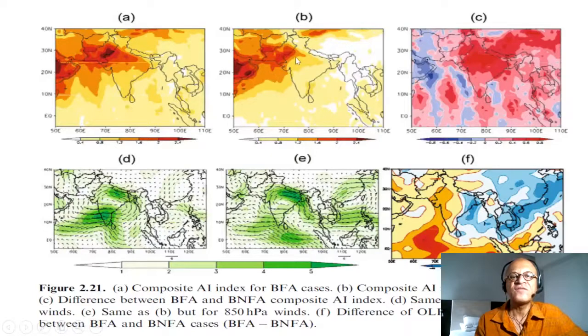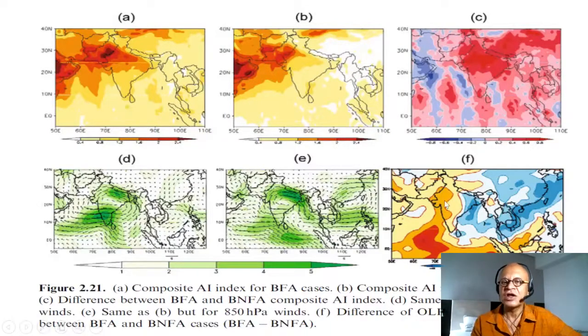Whereas in the case of breaks not followed by active periods, the circulation is still anticyclonic, and the aerosol loading is more concentrated over the eastern central Himalayan foothill parts, and this doesn't concentrate the aerosols as much over the monsoon zone. So the heating is much less, by almost a degree and a half or so. So that land-ocean thermal contrast is not as enhanced, so that's why the active period is not followed.